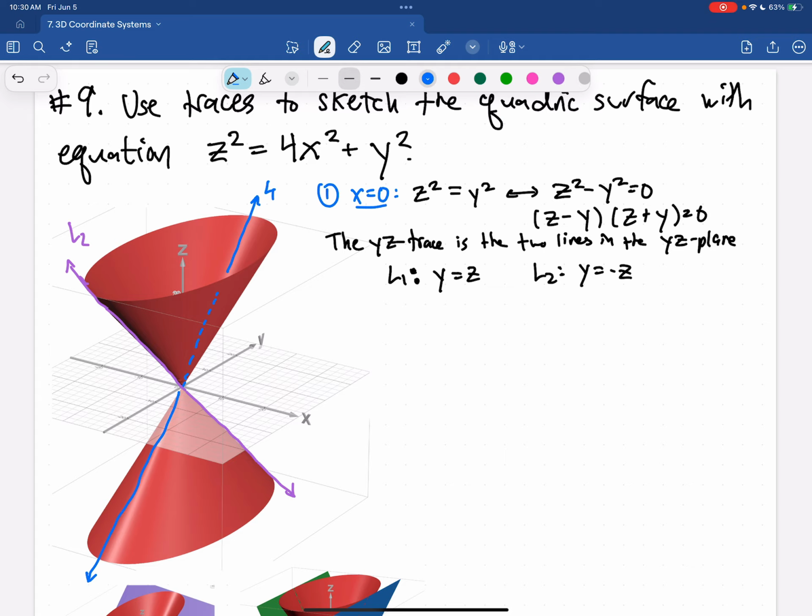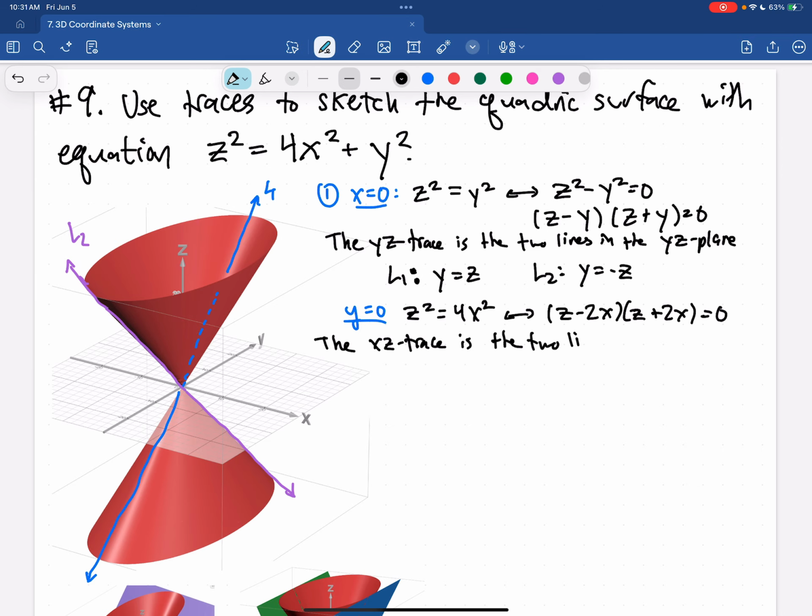And then we'll get something similar for the other traces on the XZ plane. All right, the XZ trace. For this one, we get z squared is equal to 4x squared. After some rearranging, I'm just going to skip ahead to the factored form. We get z minus 2x times z plus 2x is 0. So the xz trace is the two lines in the xz plane.